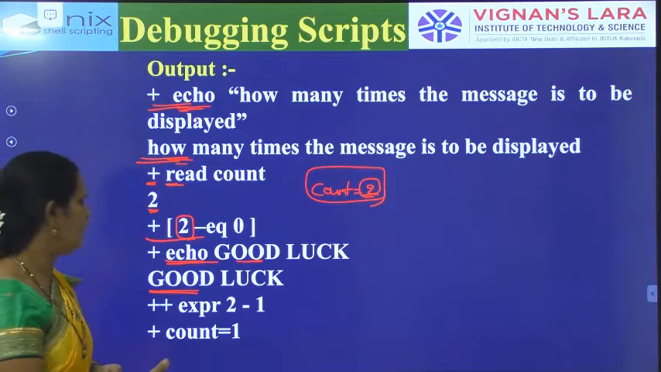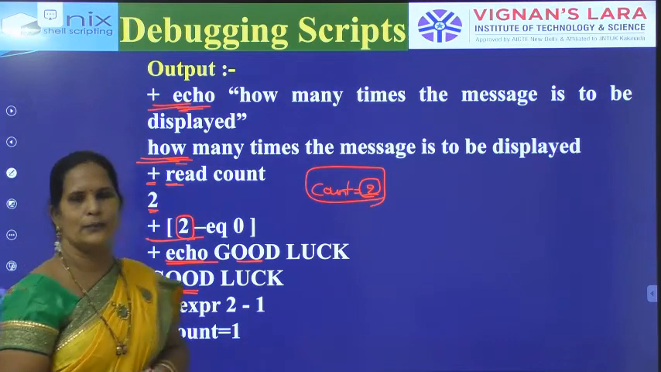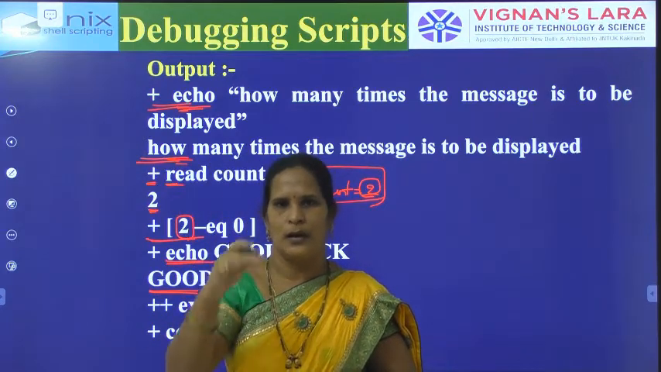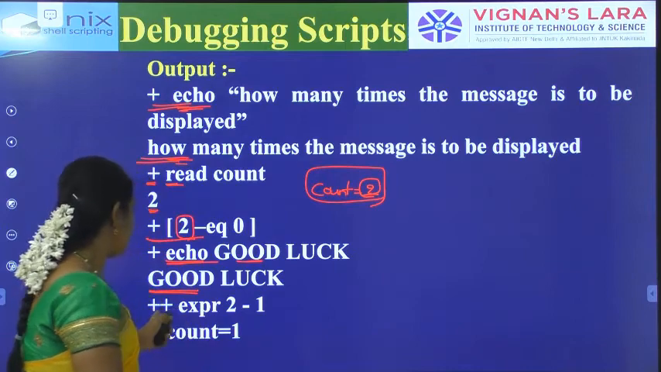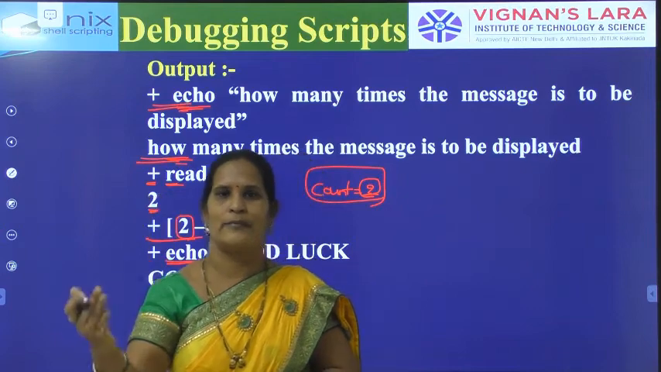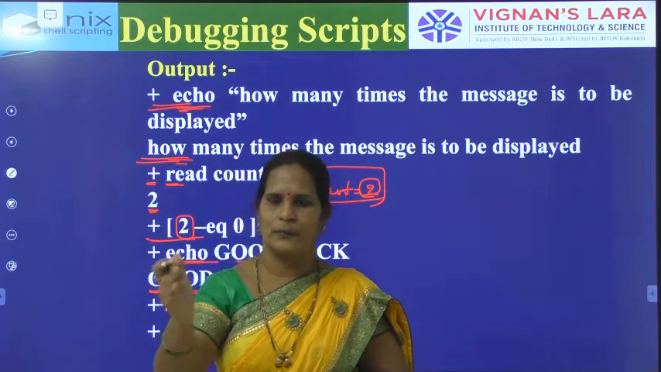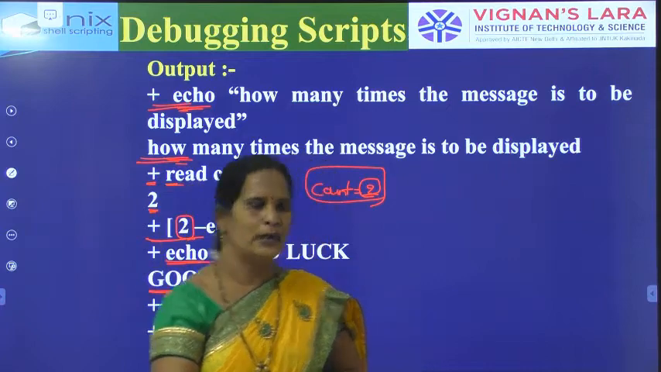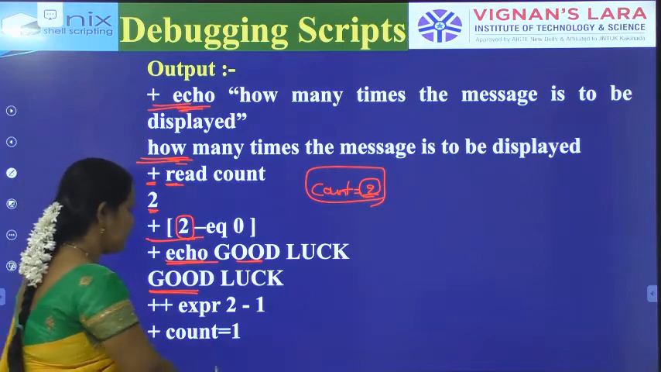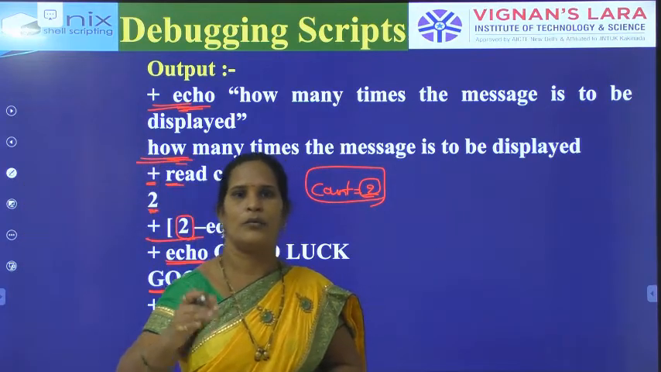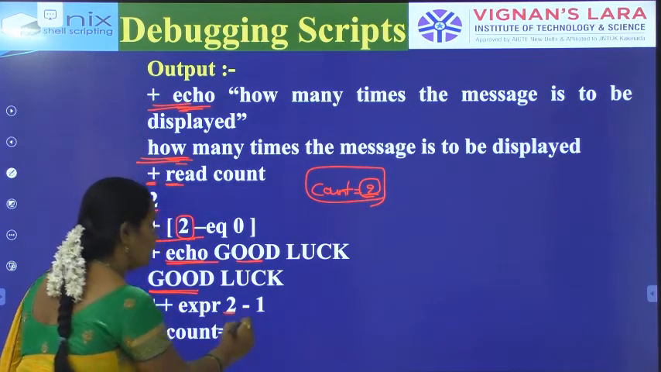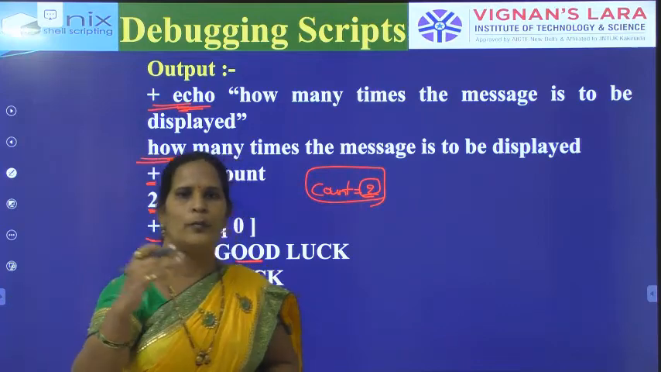Now I am going to decrement the count value by using expr $count - 1, and I am storing this value in the count variable. So here I specified double plus. Double plus means count is equal to, and at the right hand side we are specifying the expr command. Whatever statement is specified on the right hand side is shown with a double plus operator. So ++ expr $count - 1. Instead of $count, it is going to substitute 2. So expr 2 - 1.